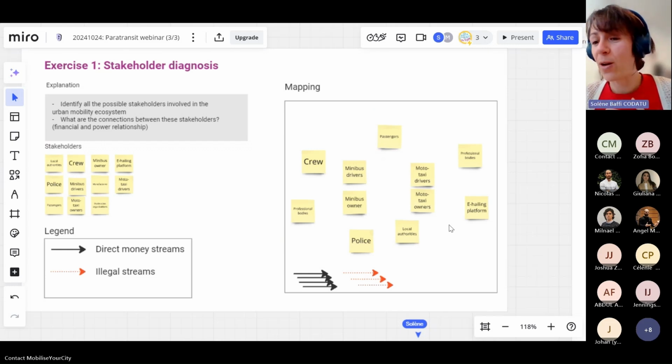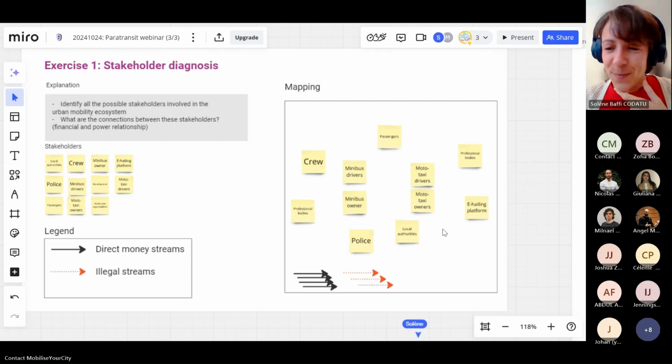I have my own idea, but I also don't want to be the only one chatting. So if you're also feeling particularly shy this morning, do not hesitate to use the chat box to comment and to try to figure out what could be the relationship between the different actors.